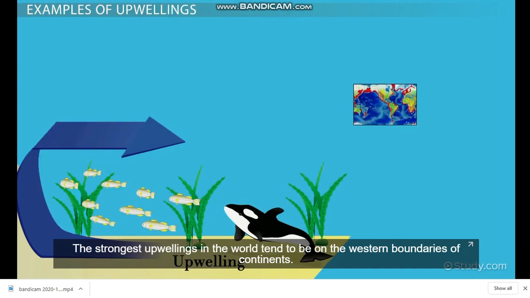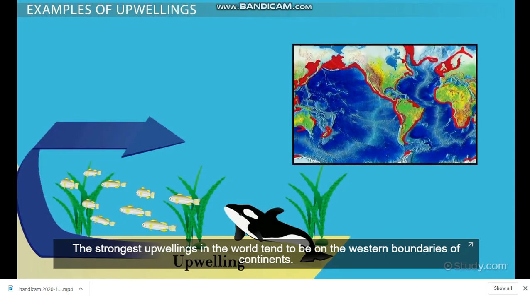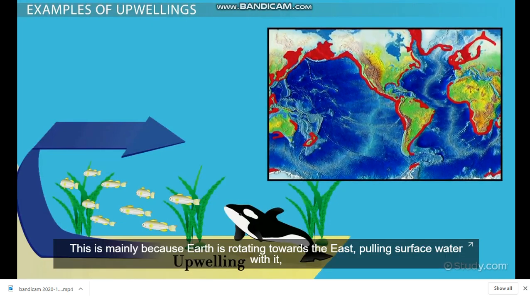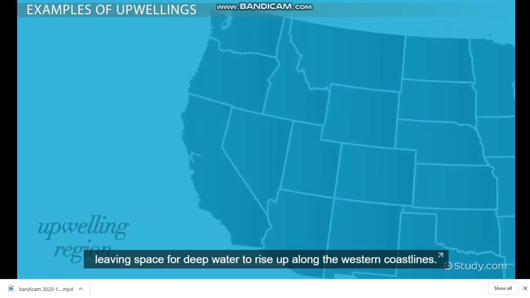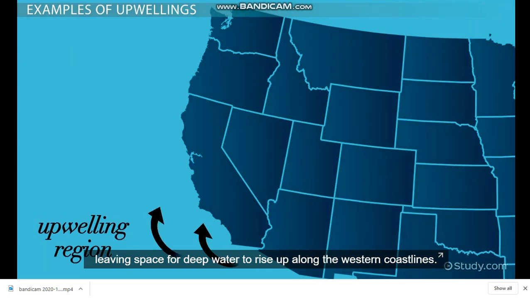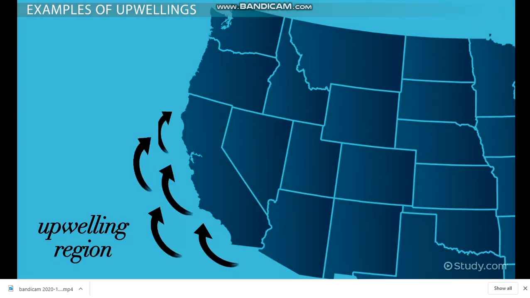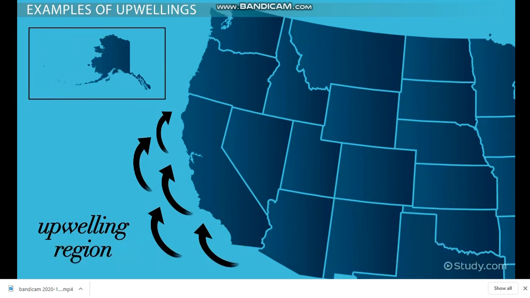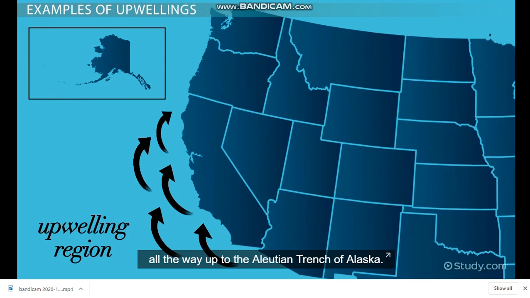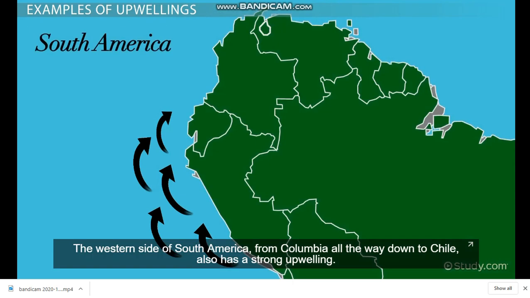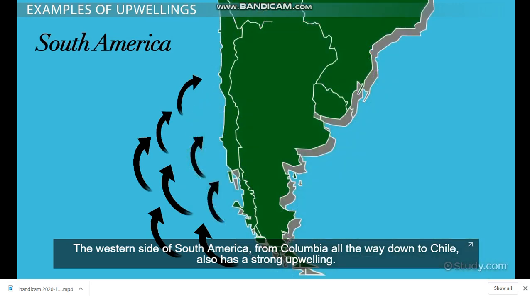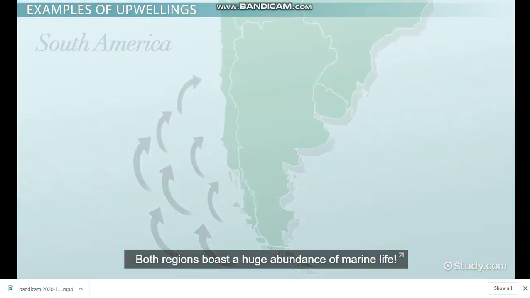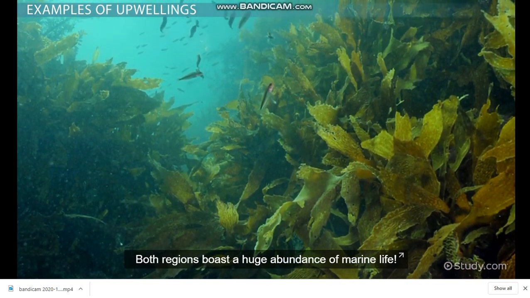The strongest upwellings in the world tend to be on the western boundaries of continents. This is mainly because Earth is rotating towards the east, pulling surface water with it, leaving space for deep water to rise up along the western coastlines. In North America, the strongest upwelling regions occur along the California coast, all the way up to the Aleutian Trench of Alaska. The western side of South America, from Colombia all the way down to Chile, also has a strong upwelling. Both regions boast a huge abundance of marine life.